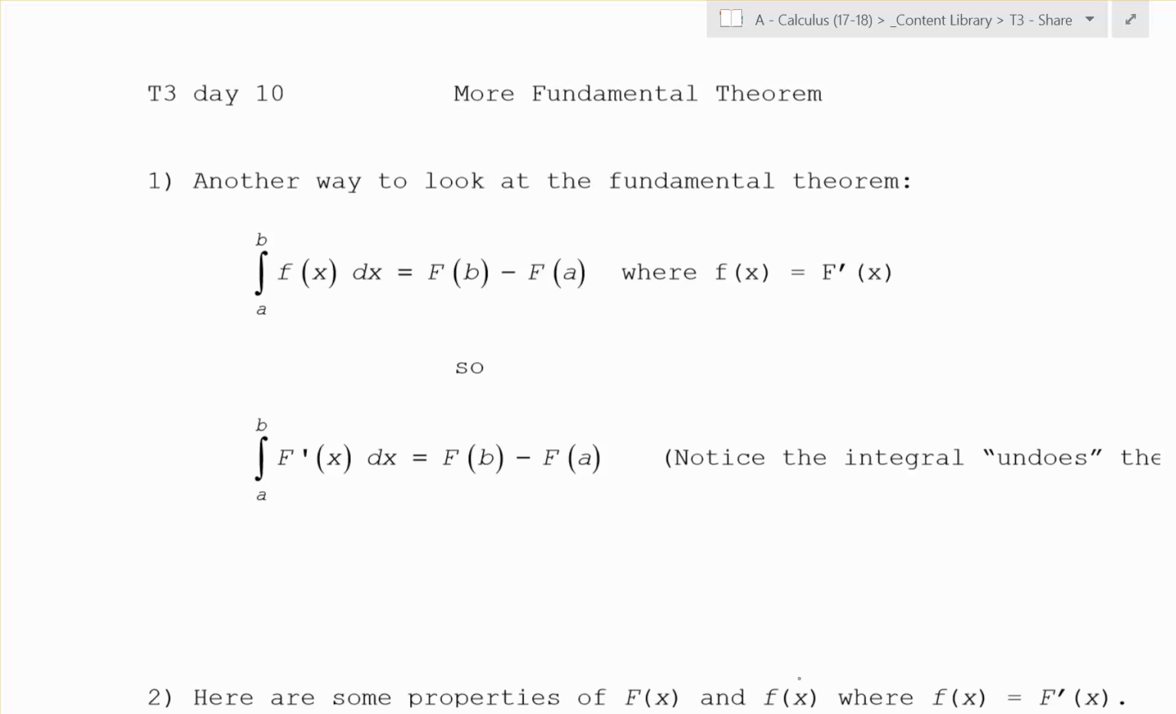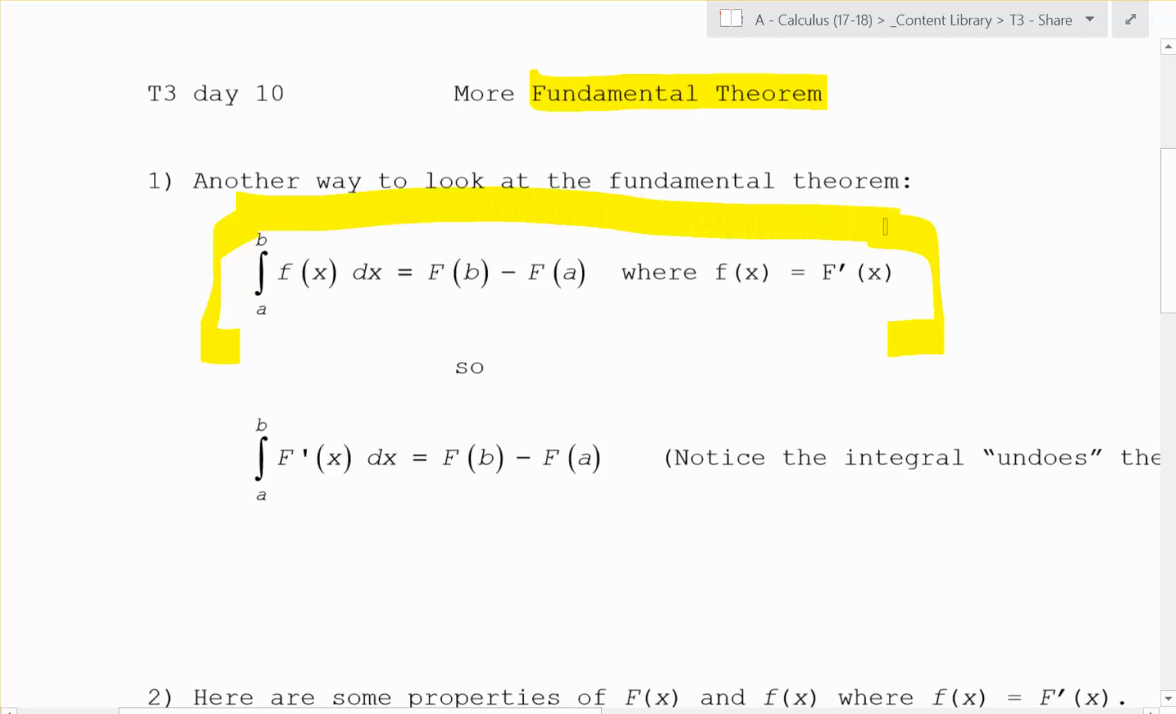To T3 Day 10 of Calculus. We are going to continue talking about the Fundamental Theorem. So you need to remember it. You need to be able to write it down. You need to be able to use it.